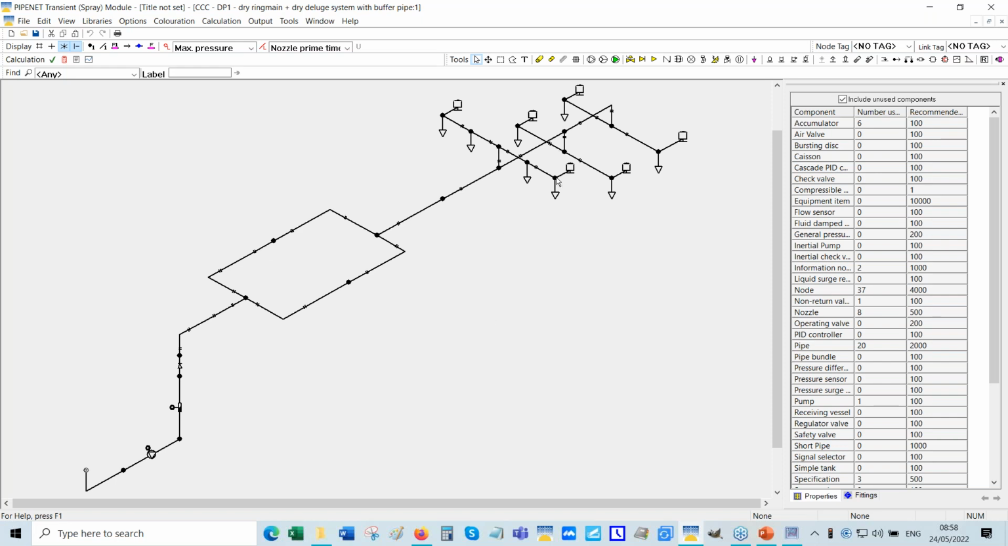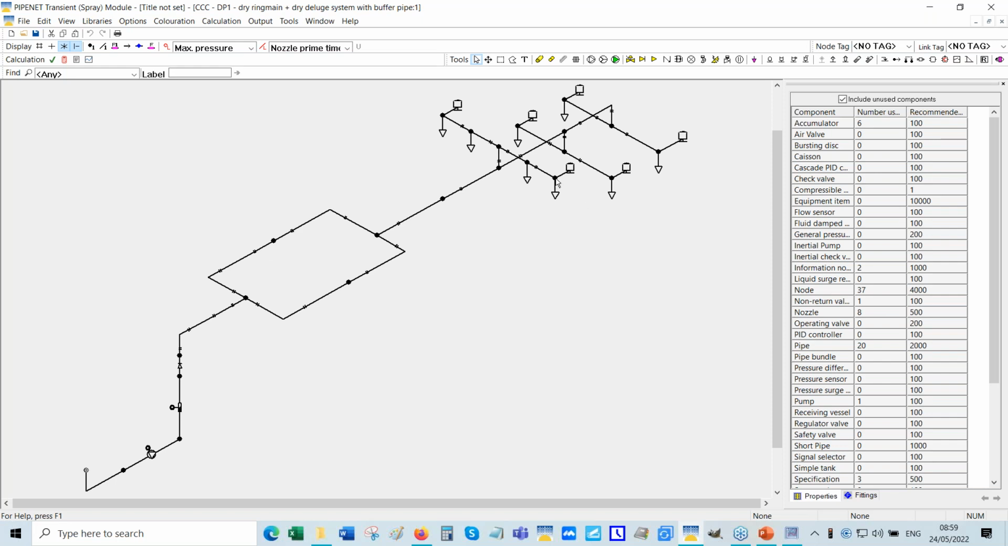Then we have a pressure surge. You can introduce a buffer pipe to reduce the pressure surge in the deluge system. If you have time, I'll come back to this and run this because I think that there are some other examples I'd like to show. I wouldn't want you to miss them. And so if there's time, we can come back.